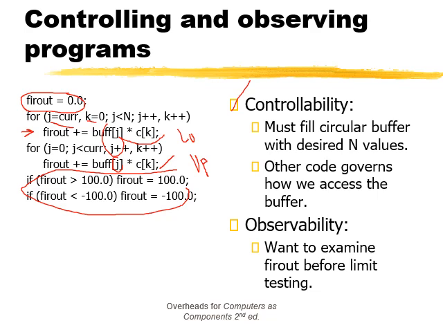The above code computes the output of the FIR filter from the circular buffer of values and then limits the maximum filter output. If we want to test whether the limiting code works, we must be able to generate two out-of-range values: greater than 100 or less than minus 100, positive and negative. To do that, we must fill the FIR filter circular buffer with n values. Obviously, if we want to check whether it is out of range or not, we need to fill the circular buffer with n values.